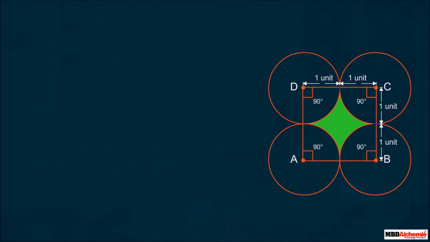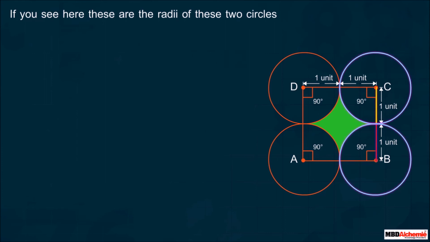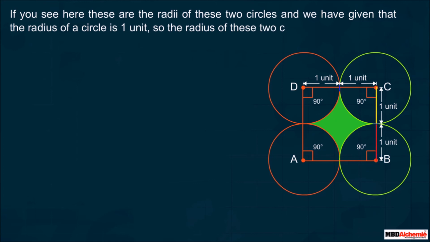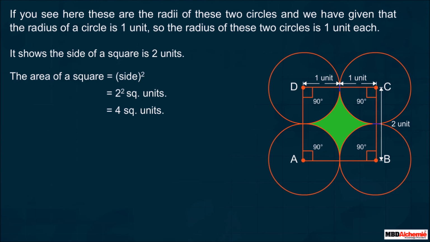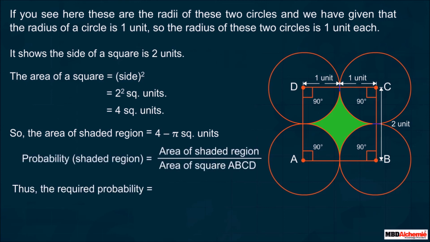Next, our target is to find the area of a square. If you see here, these are the radii of these two circles, and we have been given that the radius of a circle is 1 unit, so the radius of these two circles is 1 unit each. It shows the side of a square as 2 units. Also, as we know that the area of a square is side square, thus, the area of a square is 2 squared, which gives the area of a square as 4 square units. So, the area of the shaded region is 4 minus pi square units. Thus, the required probability is 4 minus pi upon 4.